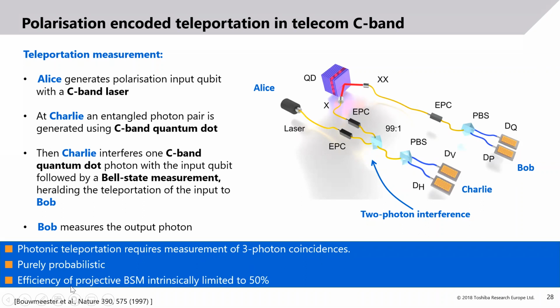Because with linear optics, you can maximally detect 2 Bell states out of 4, our efficiency is intrinsically limited to 50%. In fact, in our particular implementation, we only measure 1 Bell state, so we're even limited to only 25%.